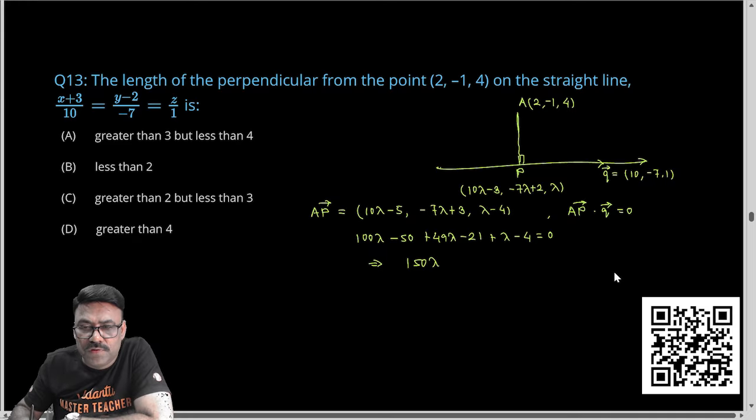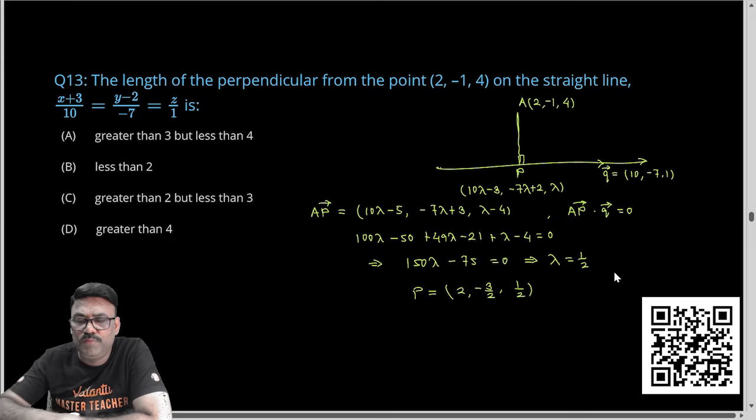And here it is what? 75. So lambda becomes half. If lambda is half, so you got your point P. P point is 10 by 2, which is 5, minus 3, minus 7 by 2 plus 2, so minus 3 by 2, and half. And now you can easily find the distance A using distance formula.